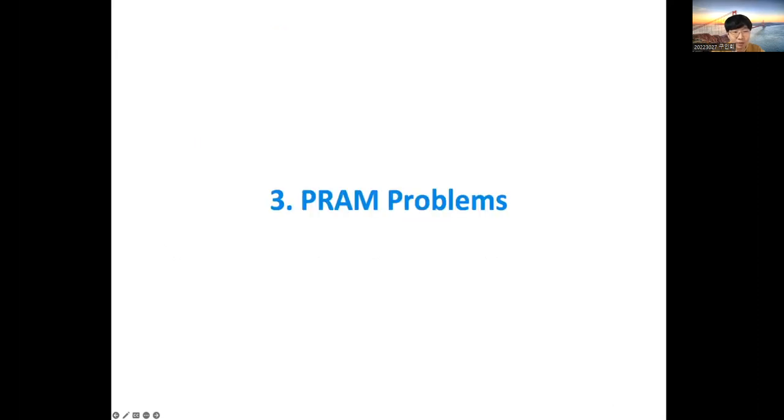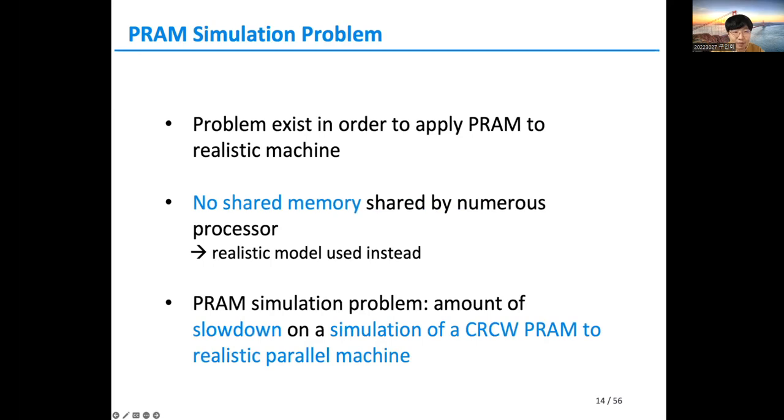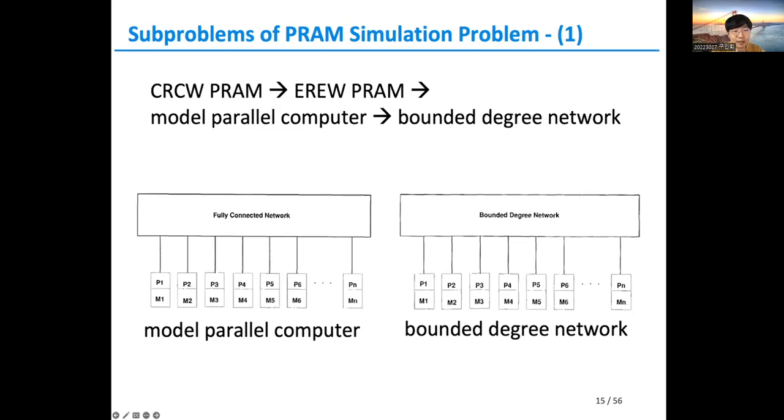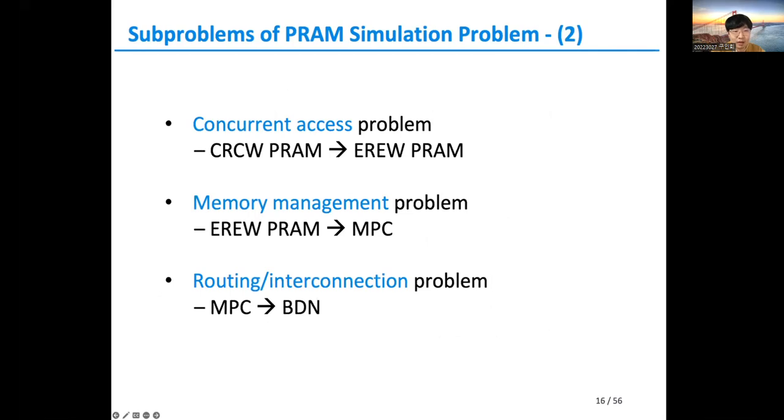Then we looked into the problems that PRAM has to solve in order to be used on a realistic machine. That problem is also called the PRAM simulation problem, which has to overcome the fact that there is no memory shared by numerous processors. So we would like to find the amount of slowdown in simulating a CRCW PRAM on a realistic parallel machine, which we take to be a bounded degree network. We first went through how we can divide this PRAM simulation problem into several subproblems, and how these subproblems work in a simulation.